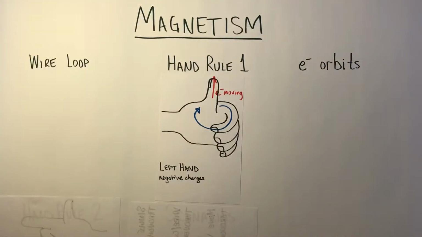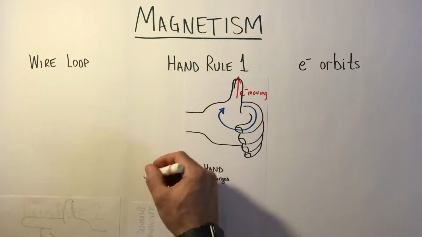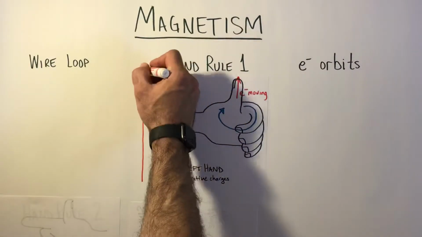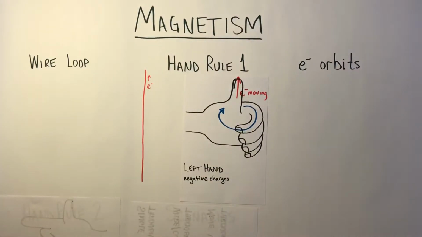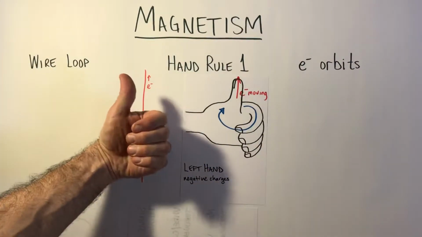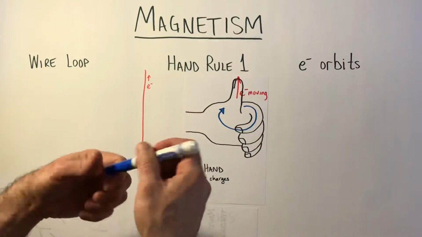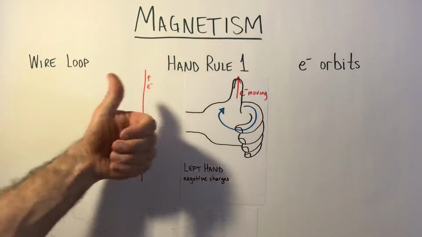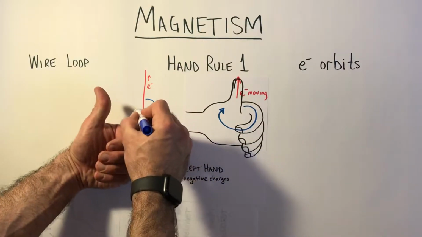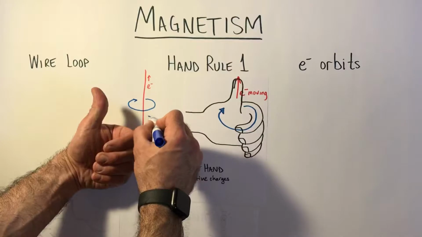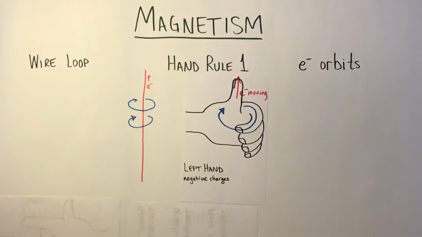So if we draw that, let me scooch this over, and we say, okay, here's my wire, and I have electrons moving in this direction. That means, again, hand rule number one, that magnetic field is encircling this wire, right? It's coming from behind the wire, around the front, and back around like so. What happens if the electrons stop moving? No more magnetic field, right? So again, moving charges produce magnetic fields.